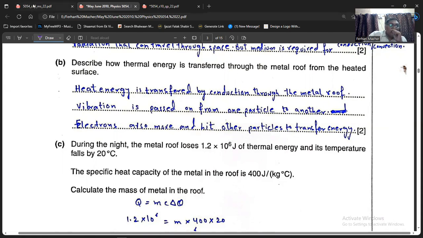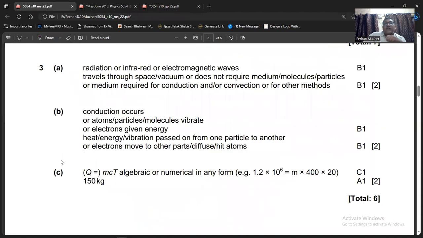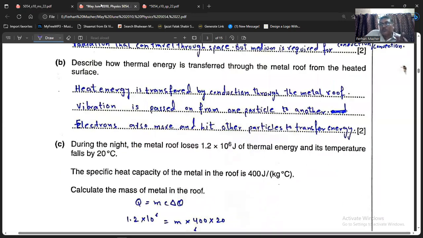Okay, so this is how this is done. Have a look at the marking scheme. It says conduction occurs when atoms, particles, or molecules vibrate, or electrons are given energy, heat energy; the vibration is passed on from one particle to another, or electrons move to other parts, diffuse, and hit atoms. So do not just focus on this written answer.